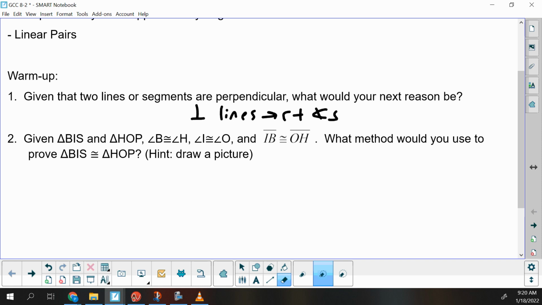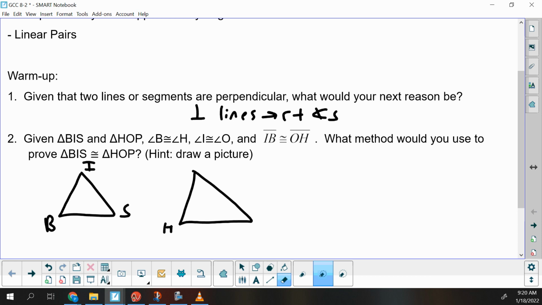In the other one, we had 2 triangles. We had triangle BIS, and we've got triangle HOP. B is congruent to H, so we'll mark that up. I is congruent to O, so we'll mark that with a different number of arcs. And IB is congruent to OH. Notice we have a side in between 2 angles, so we should have ASA congruent to ASA. Oops, that should be ASA. That is our reason why the triangles would be congruent.